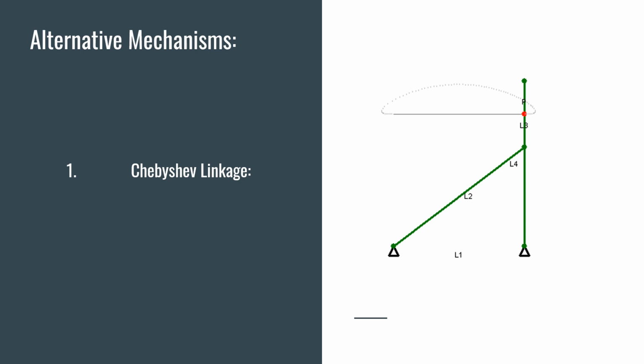The first one is the Chebyshev linkage. It is a mechanical linkage that converts rotational motion to approximate straight line motion. It was invented in the 19th century by the mathematician Chebyshev. He studied theoretical problems in kinematic mechanisms.